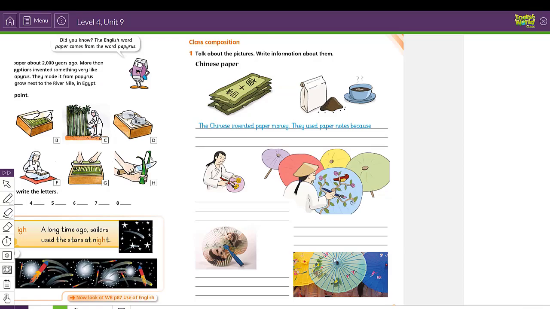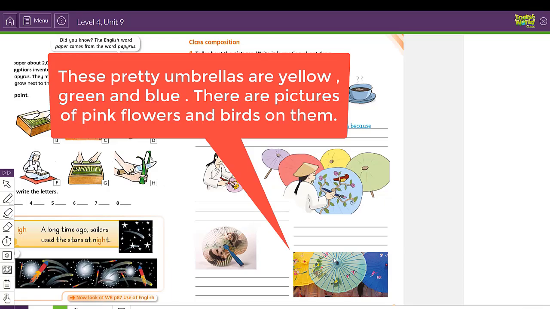What can you see? I can see three umbrellas. What color are they? Yellow, green, and blue. Okay, let's write a short sentence about them. These pretty umbrellas are yellow, green, and blue. Can we add another sentence? Yes. There are pictures of pink flowers and birds on them.